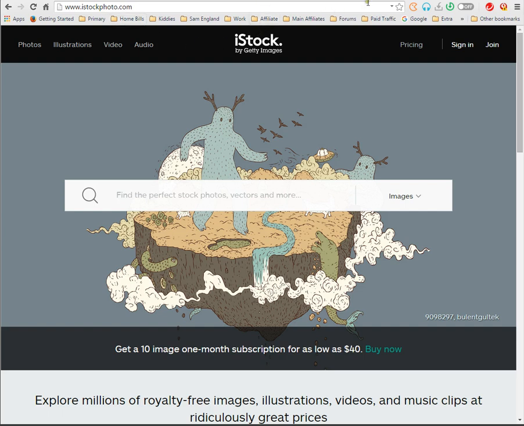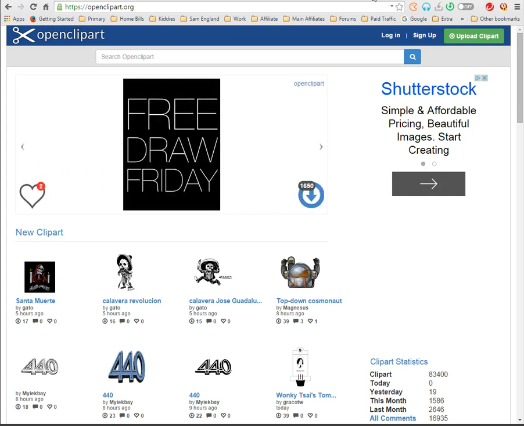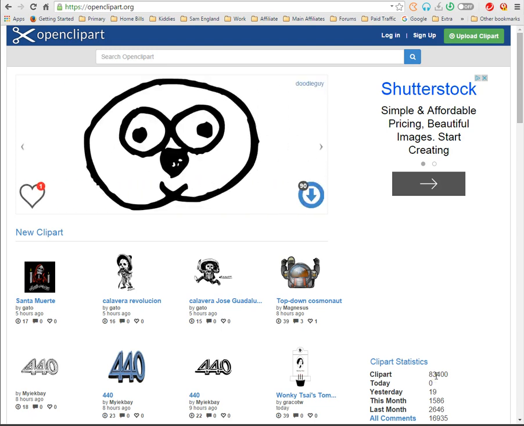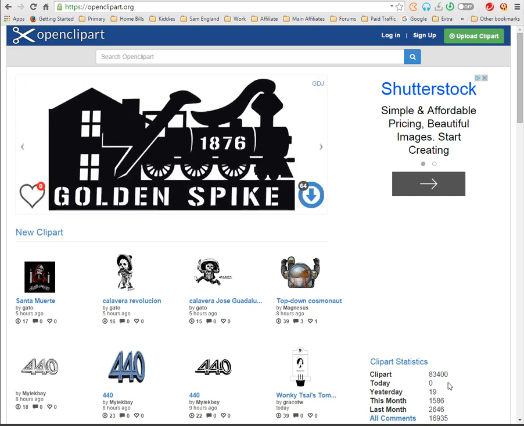So here's what we do. Instead of using stock photo sites, we go to sites that offer free images, like Openclipart.org. They have thousands of clip art images we can use. According to their stats, they have 83,400 images on their website, and we can use any of these in our artwork.